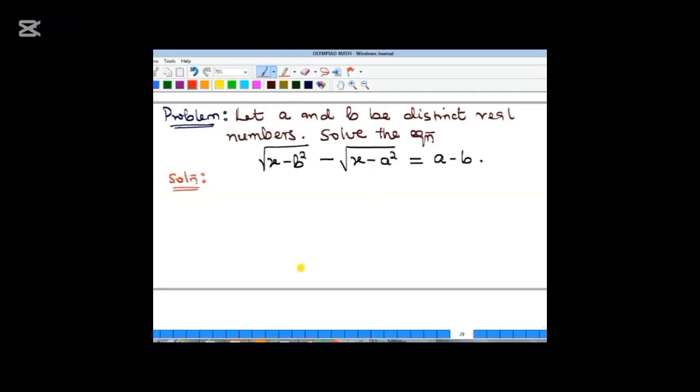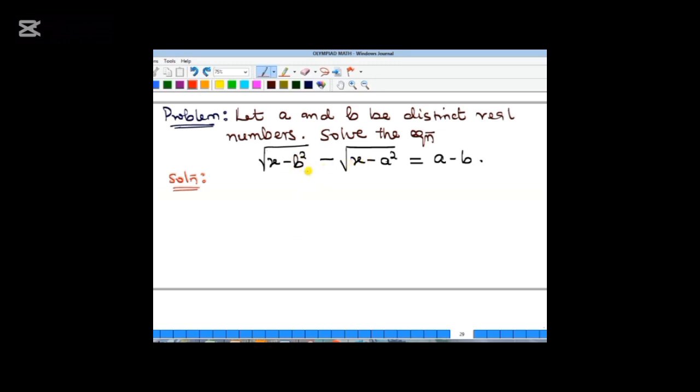Okay, here it says let a and b be distinct real numbers. That means they are different real numbers. We should solve the equation. And remember I said that whenever you're asked to solve an equation, it means we should find the value of the missing number. So here a and b are actually missing, but they've told us that they are real numbers. So we shouldn't bother about those, meaning we should find the value of x. Okay, so let's quickly look at it.